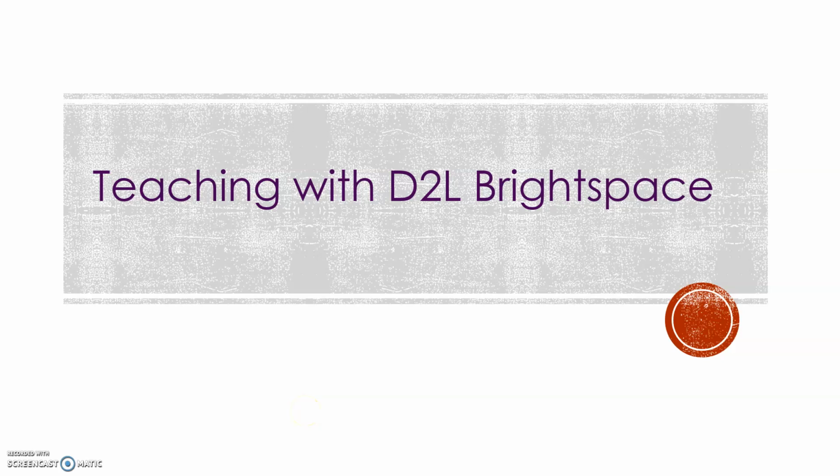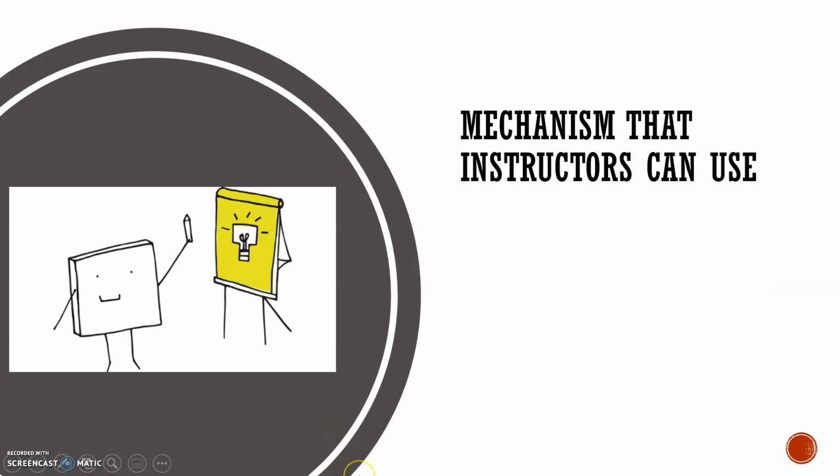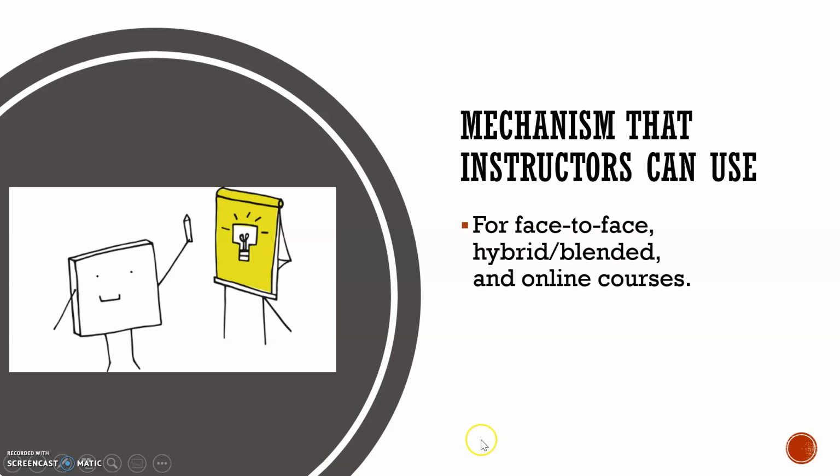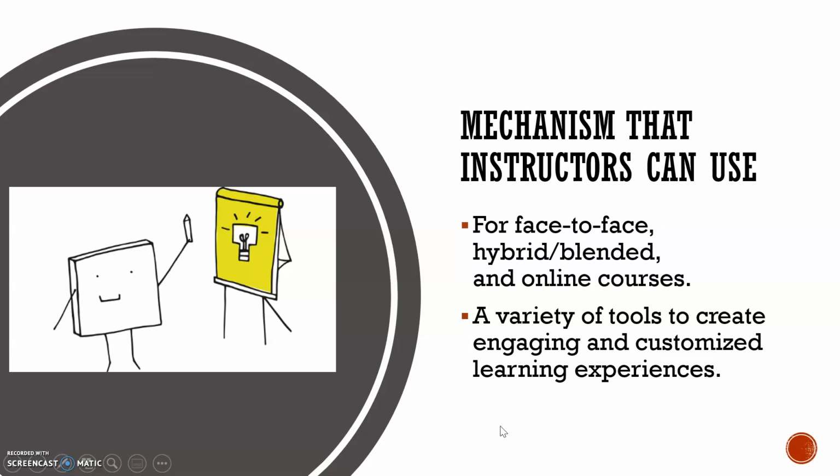Desire to Learn by Brightspace, also known as D2L, is the learning management system or LMS software we use at Elgin Community College. D2L is used for face-to-face, hybrid, blended, and online courses. D2L also hosts a variety of tools to help you create engaging and customized learning experiences for your students.